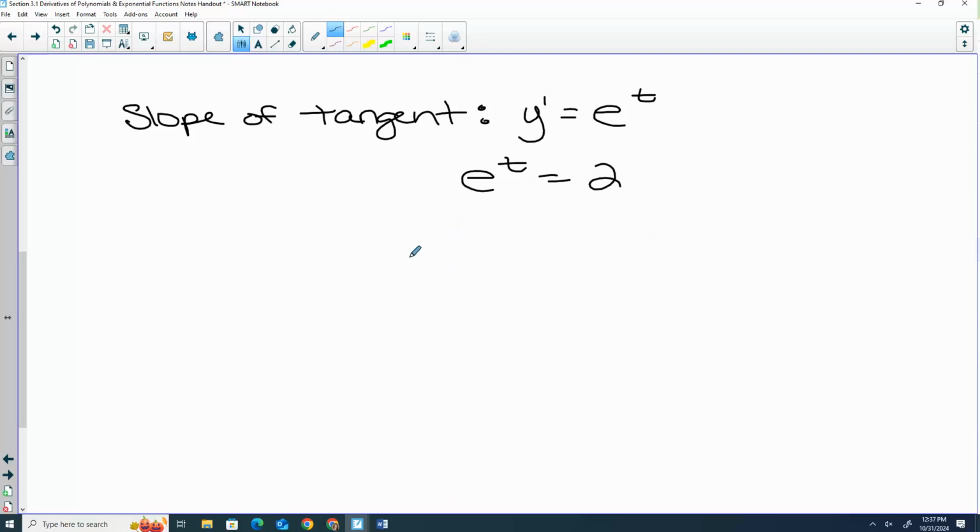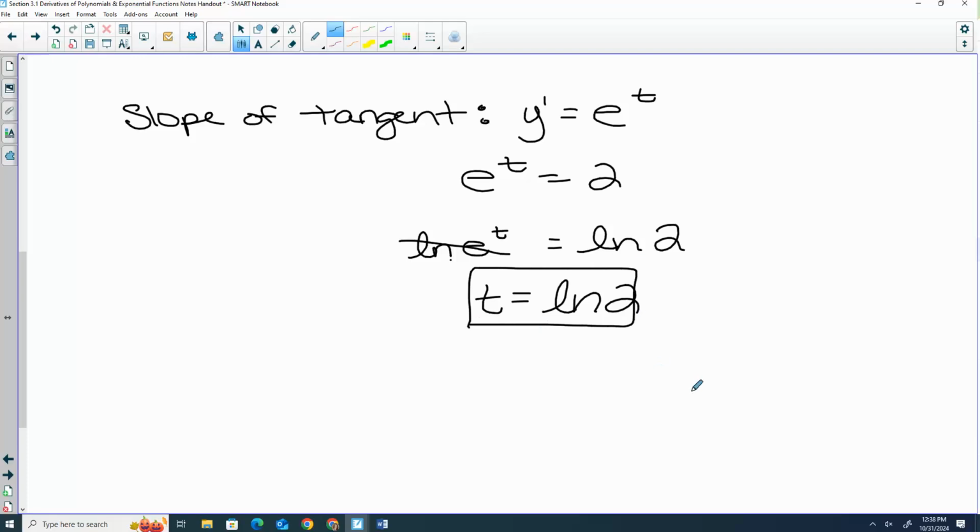Remember when we solved exponential equations? We could add logs on each side. And if you're dealing with e's, you would probably like to add a natural log, because the natural log and e cancel out. It's like saying e to what power equals e, which is 1. So 2 equals e to the t, and t equals the natural log of 2. The natural log of 2 is a number if you type it in the calculator. It's not pretty, but it's a number.